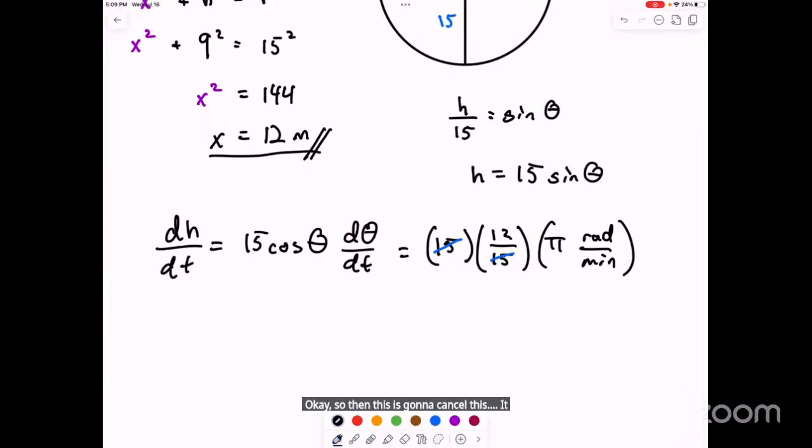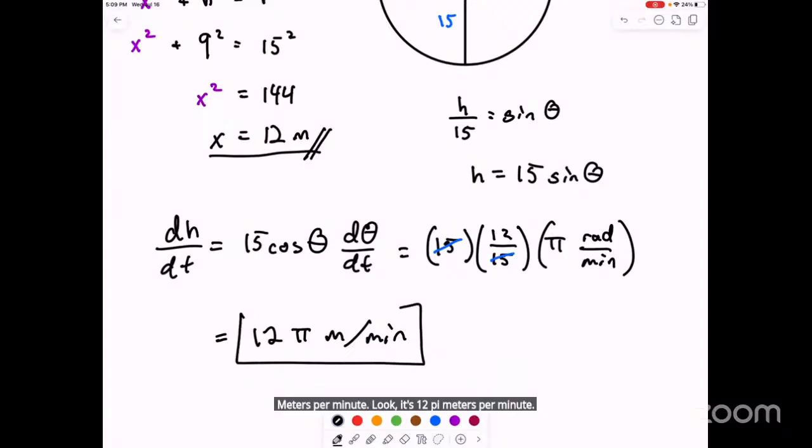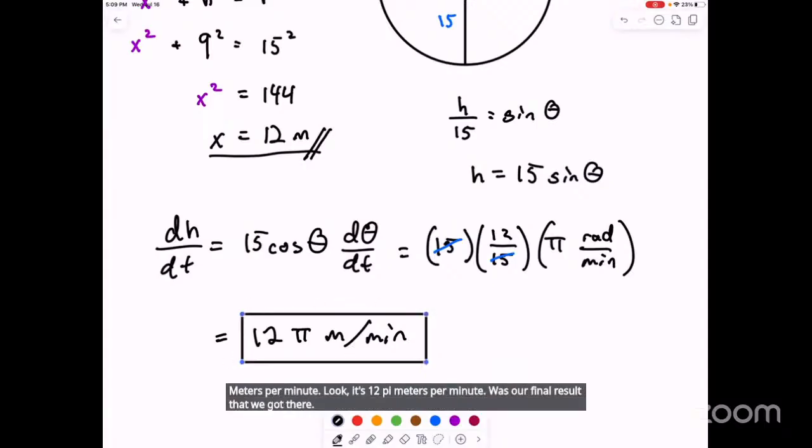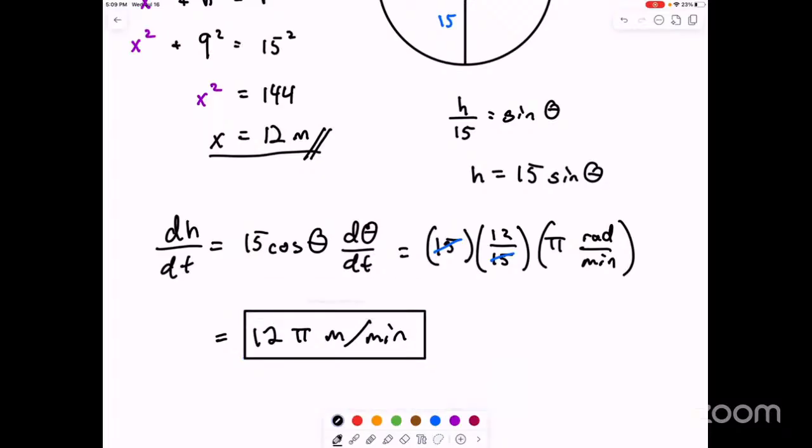It looks like if we did this properly, because basically what I did was mimic what I found and process it a bit, we get 12 pi meters per minute. Look, 12 pi meters per minute was our final result that we got there. Okay, so that's about the best we can do there.